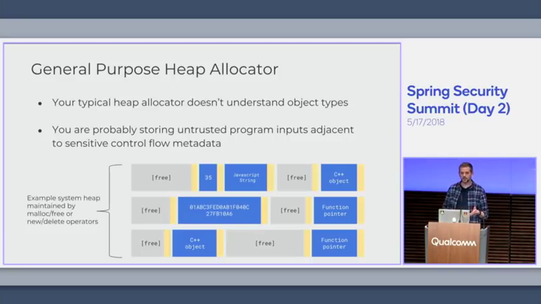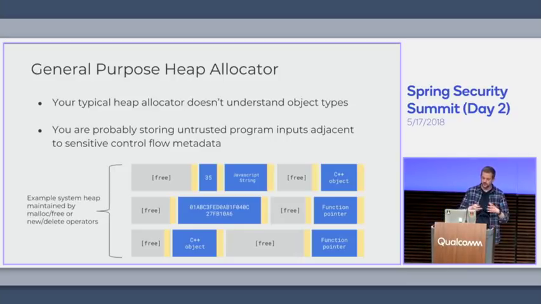An untrusted input could be anywhere in here. It can be written anywhere. And remember, heap overflow is still a problem. So any one of these objects can be overwritten, including things like Boolean flags that say whether you're a privileged user or not, right? So we need to be able to separate these things out.